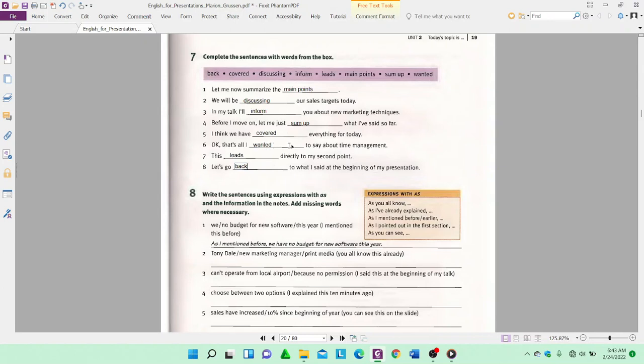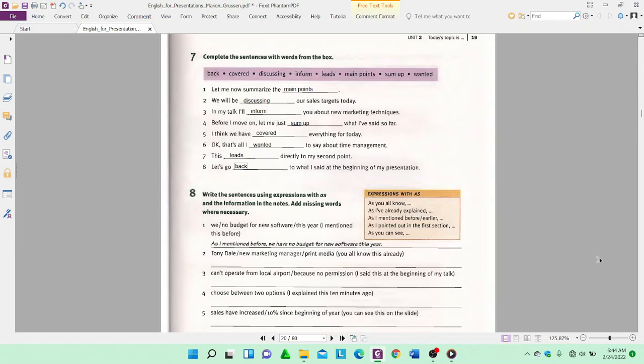Okay, that's all I wanted to say. This is also an ending part, the same. Number 7, this leads directly to my second point, transition. When you have one particular slide with 3 points, and you have successfully explained the first point and you want to move to the second point, you can use this. This leads directly to my second point. Or number 8, let's go back to what I've said. This is also a summary.